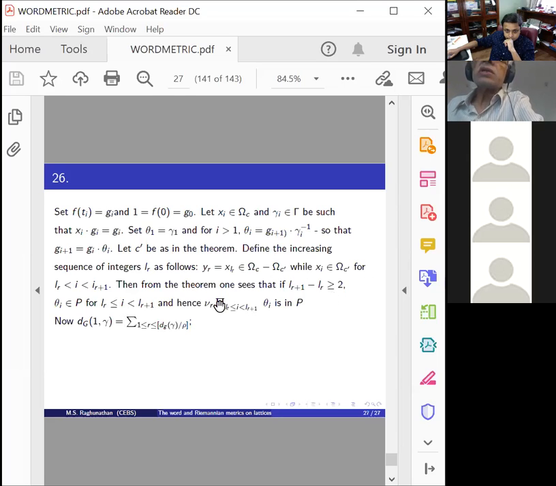Then from the theorem, one sees that this theta_i for i between L_R plus 1 and L_R all lie inside P. And therefore, the product also lies in P, which I call nu_R. This product is in P.